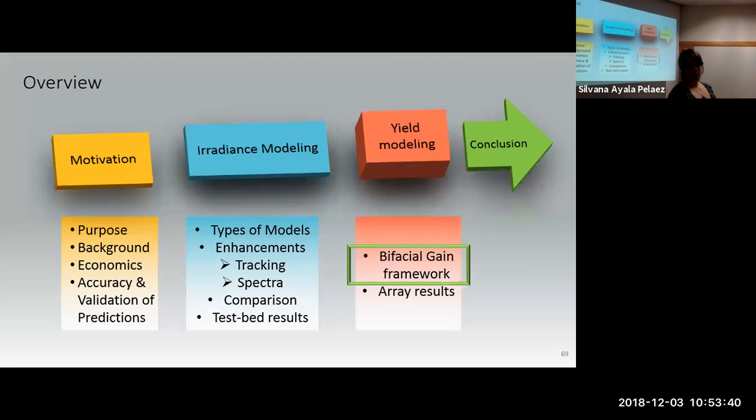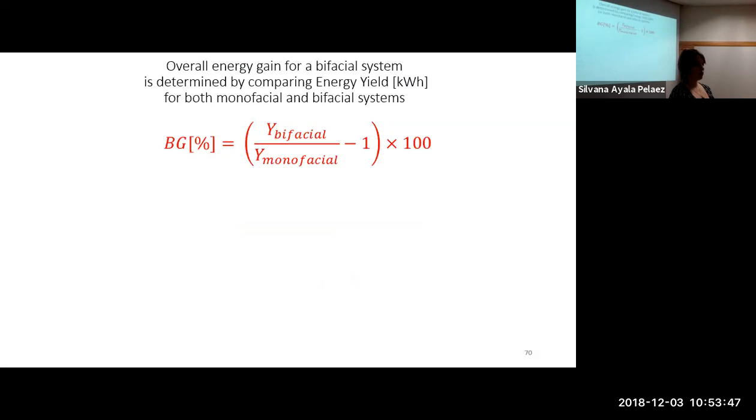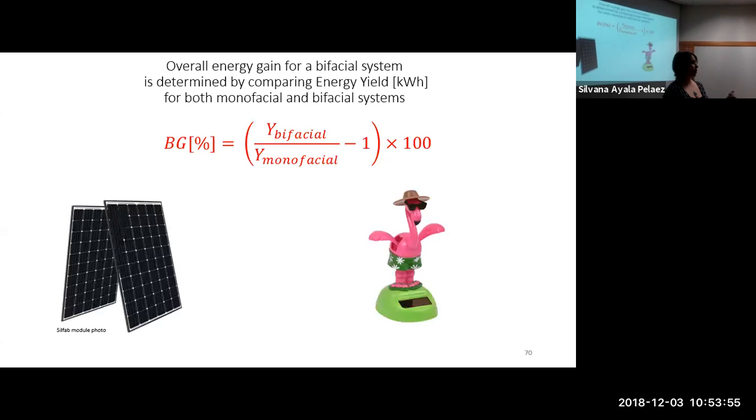In the last 10 minutes that I have, let's talk about the bifacial gain. This is the equation that we already presented. We compare bifacial and monofacial panels a lot of times just by dividing the power. But what if we have a really good bifacial panel and a really bad monofacial panel? Then we're obviously going to have a lot of bifacial gain, because that's a really bad monofacial.